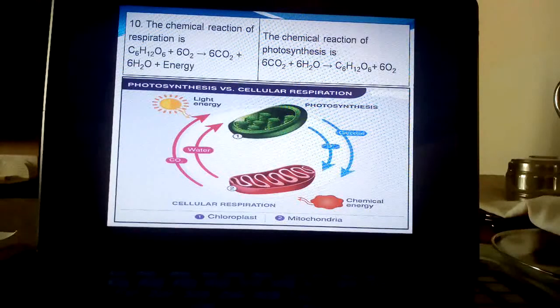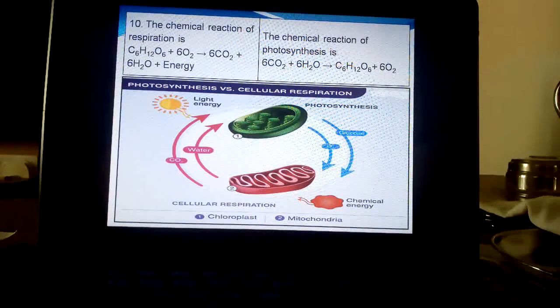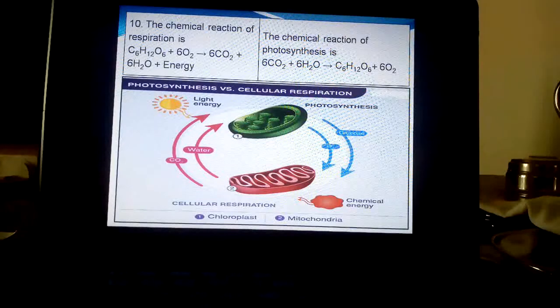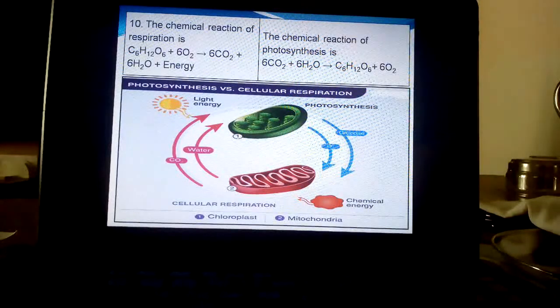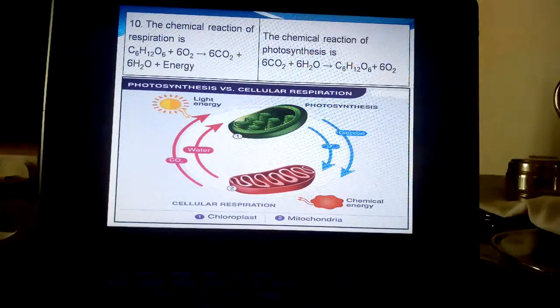Is it clear? So diagrammatically, we have taken chloroplast here. Chloroplast absorbed light energy from the sun. Got it? And photosynthesis took place. The blue arrows are showing them entering into mitochondria. And in mitochondria, cellular respiration takes place. Got it? So the solar energy is converted into food. Food is glucose. And finally, it gets converted into ATP, chemical energy. Is that clear? So the two structures you are seeing, the green one is chloroplast and the red structure is mitochondria. Is that clear?